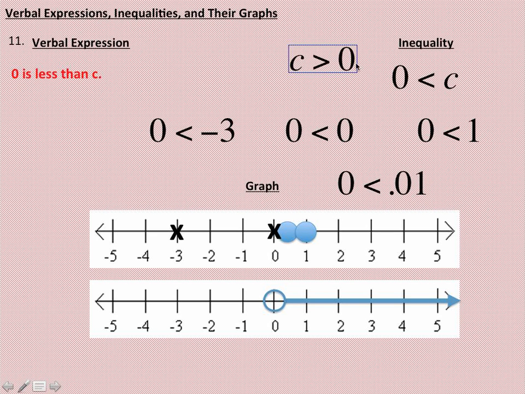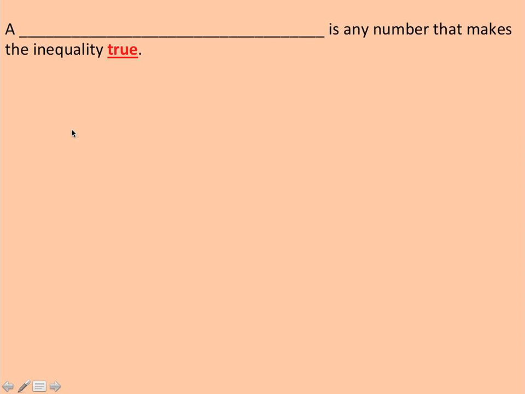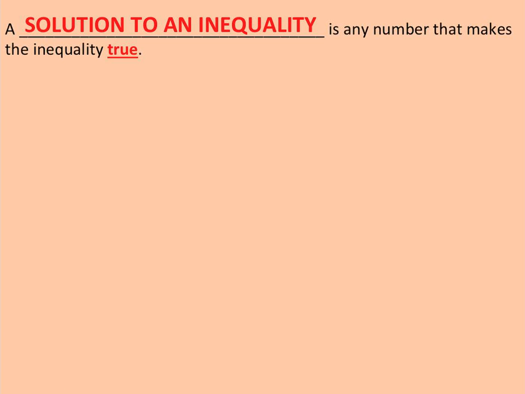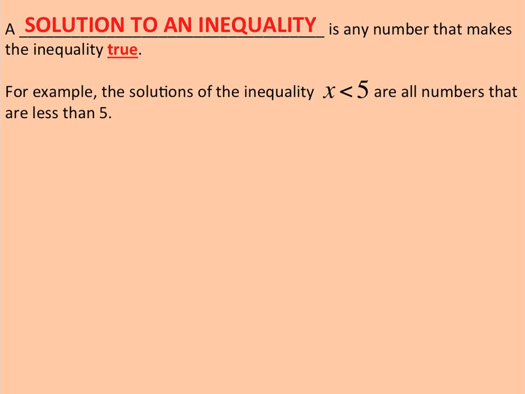Again, it might help you to flip this thing around. Reflect the whole thing around. If 0 is less than C, that means C is greater than 0. C is greater than 0. Okay? A solution to an inequality is any number that makes the inequality true, just like the solution to an equation. Things that work, things that make it true. For example, the solutions of the inequality x is less than 5 are all numbers that are smaller than 5. Anything that works. 4, 3, -10, -8 million. Those are all solutions. They're all less than 5.